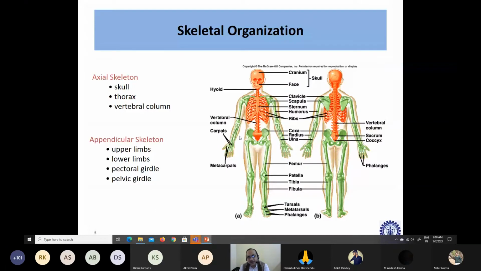So the appendicular skeleton is marked in the green color. We have the upper limbs, the lower limbs, the pectoral girdle, and the pelvic girdle. So mostly it is the limbs, upper limb, lower limb, and the pectoral and pelvic girdle that make up the majority of the skeletal system, and it is marked in green. So that is the appendicular skeleton, and the axial skeleton is skull, thorax, and vertebral column.